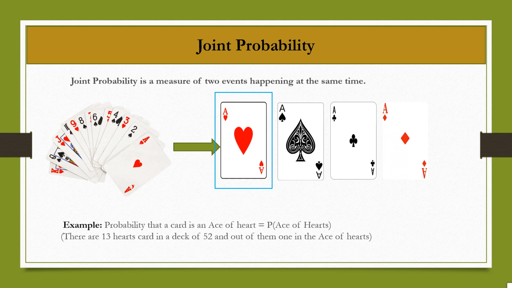So for the answer, this will be 2 by 52 because we have half in hearts and half in diamonds. Both of these are red in color, therefore our probability is 2 by 52, and if you reduce it further, it is 1 by 26. So this is what joint probability is all about.